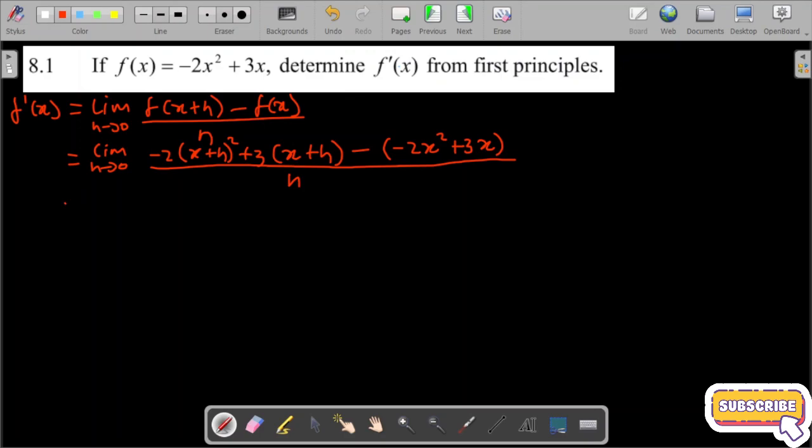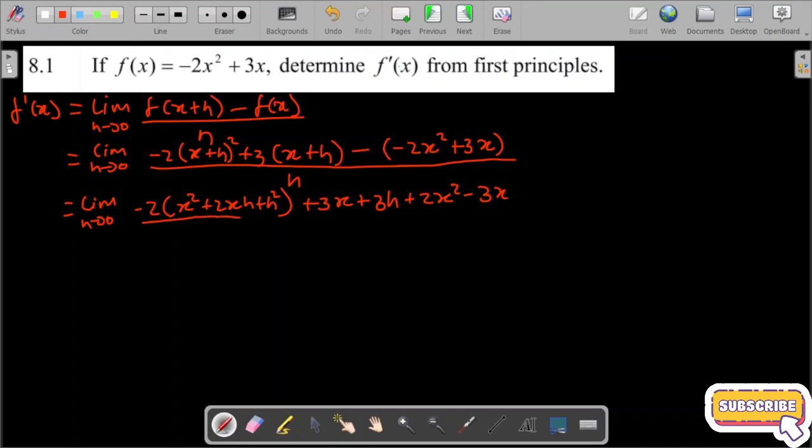Now continue with my limit as h approaches 0. Now this is going to be negative 2, and doing this is going to give me x squared plus 2xh plus h squared. You can do it separately, opening the two brackets. Then from here, I multiply by these 3 inside here. It's going to give me 3x plus 3h, and then open the bracket with this negative. It's going to give me a positive 2x squared, and then minus 3x, and then all over h.